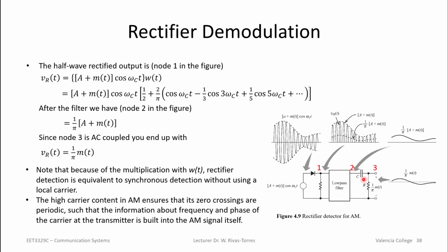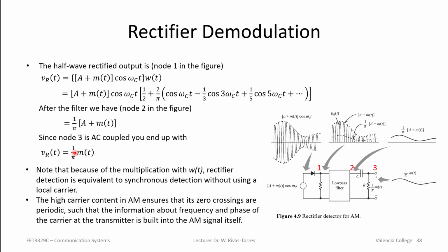Now, if you put a capacitor, which makes it AC coupled, which means you get rid of the DC, which in this case is this A over pi, you end up with V_R being (1/pi) times m(t). So this is your message signal within a multiplicative constant, which we can remove by just putting some gain.